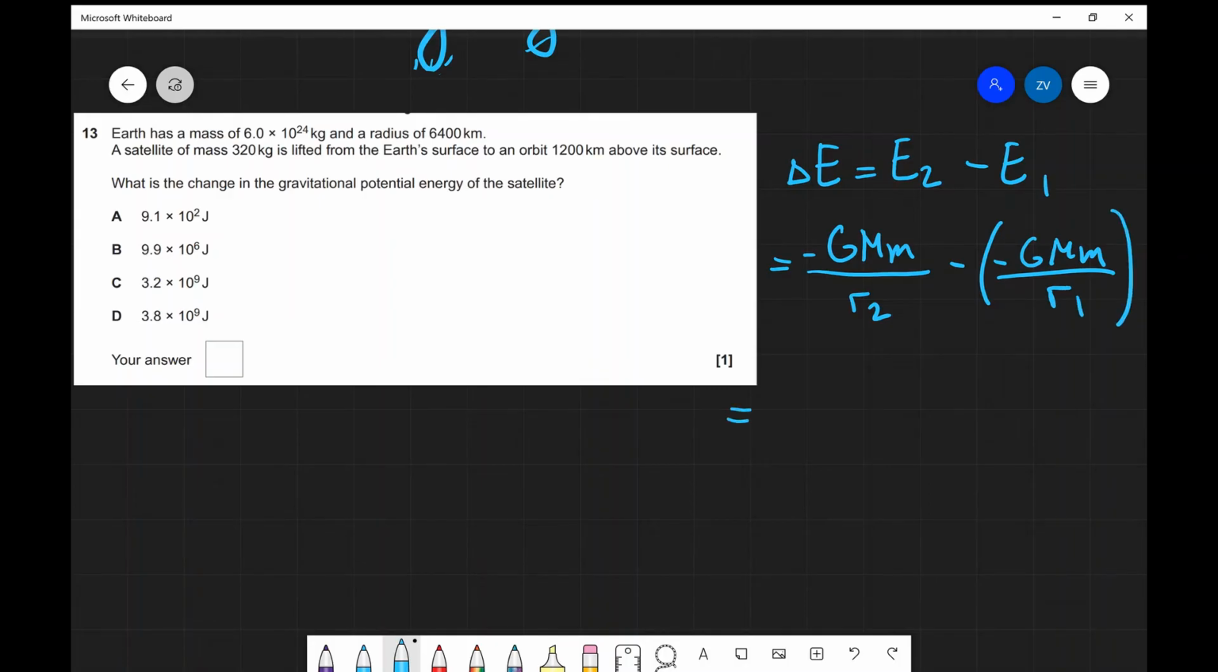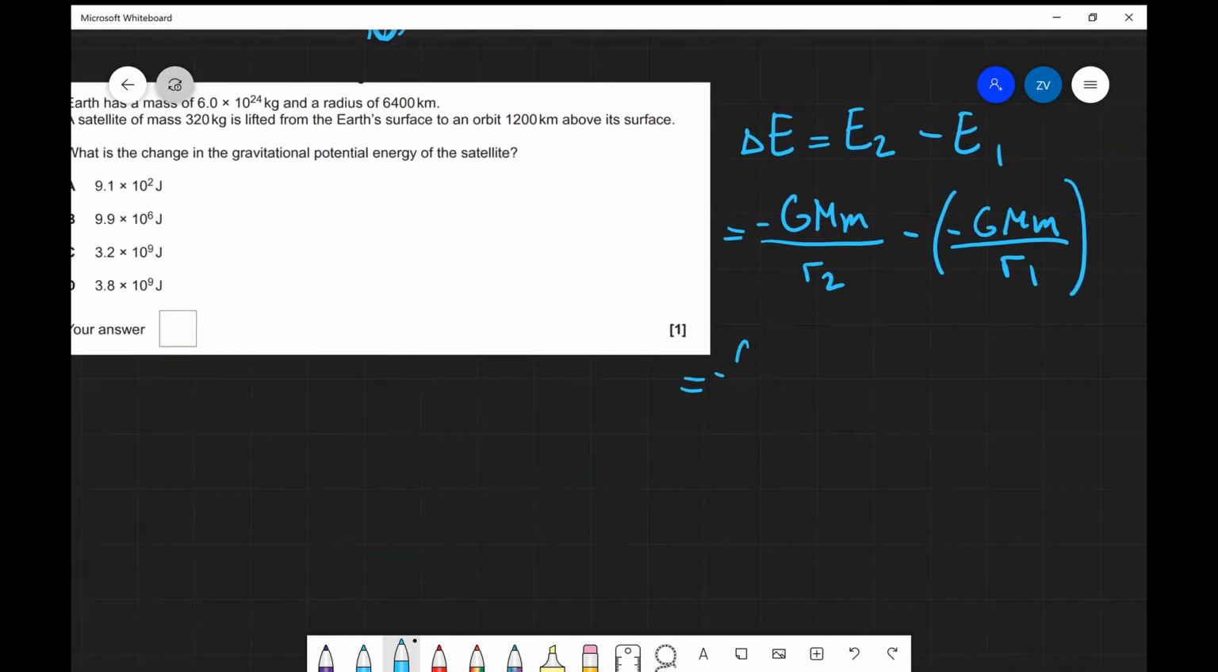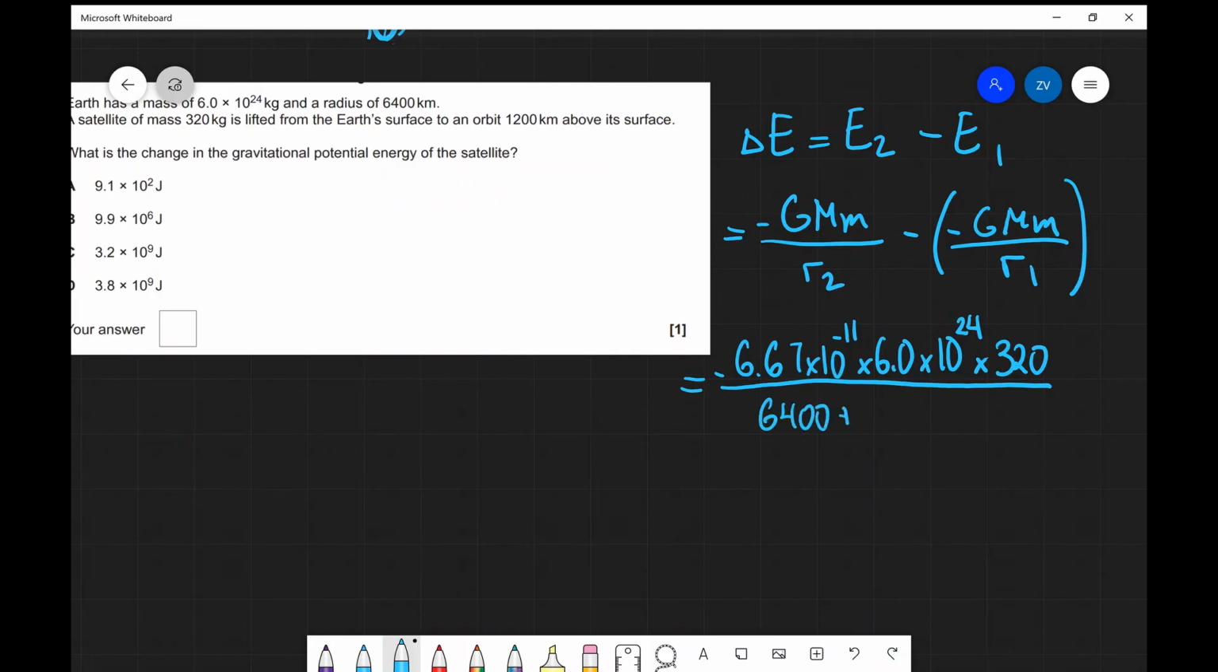So this is going to equal, let's plug in some numbers. Minus G is minus 6.67 times 10 to the power of minus 11 multiplied by 6.0 times 10 to the power of 24 multiplied by the mass of the satellite, which is 320, divided by the height of the orbit, which is 6,400 plus 1,200 kilometers.